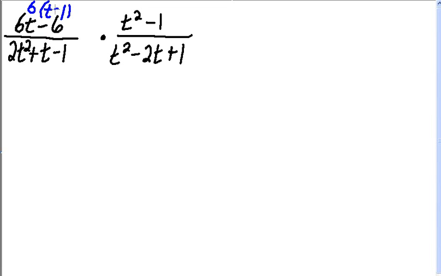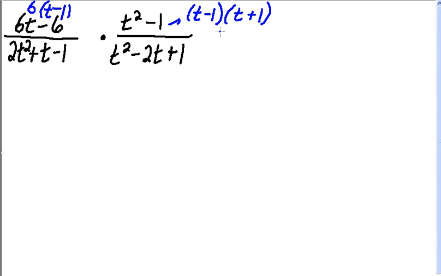Over here I have t squared minus 1. Notice I have a perfect square. t times t is t squared, and a perfect square, 1 times 1 is 1, and I'm subtracting them. So this implies what we call the difference of squares formula. This is going to turn into t minus 1, t plus 1.